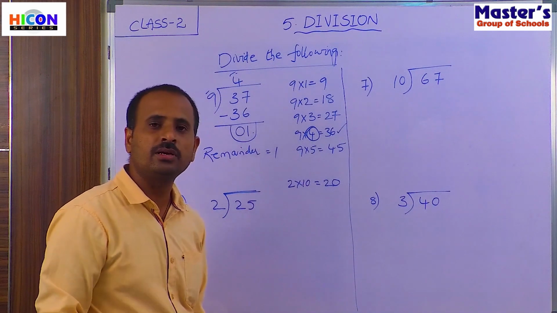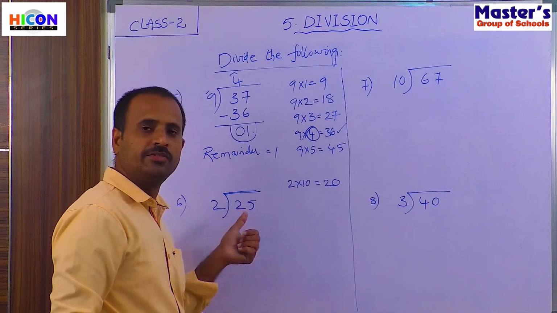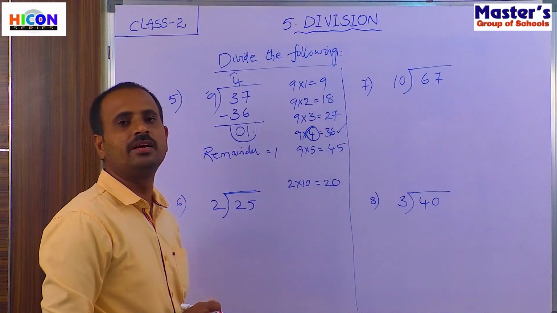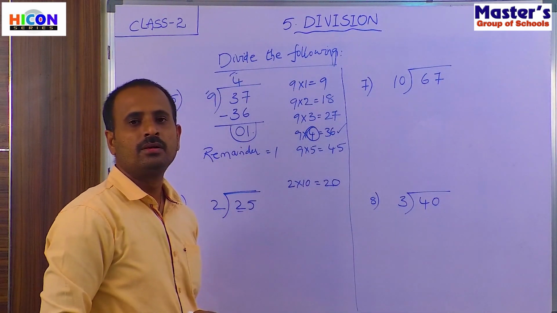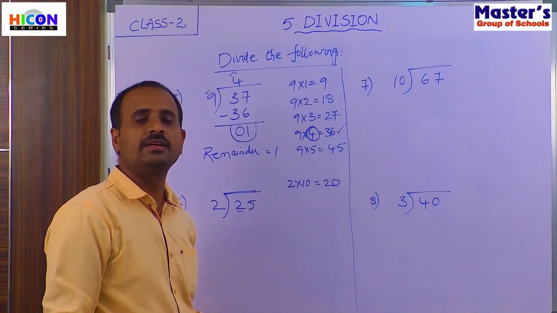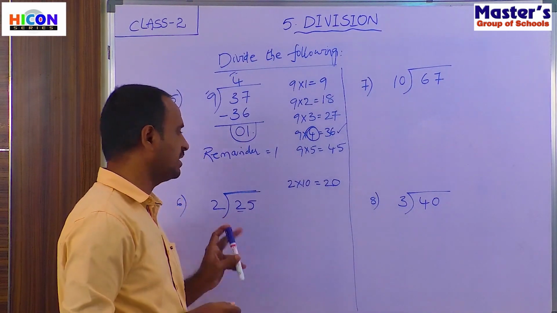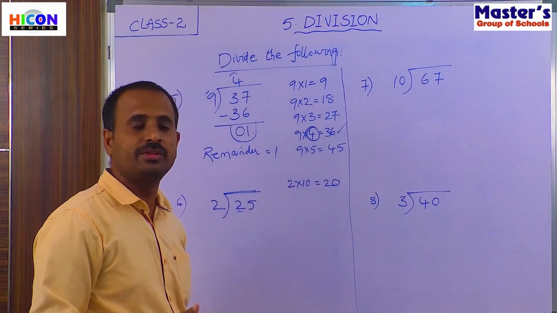We have to do the division by taking each digit in the dividend. So let us take the first digit in the dividend. What is the first digit here? 2 is the first digit. So let us find when did we get the number 2 in the second table.